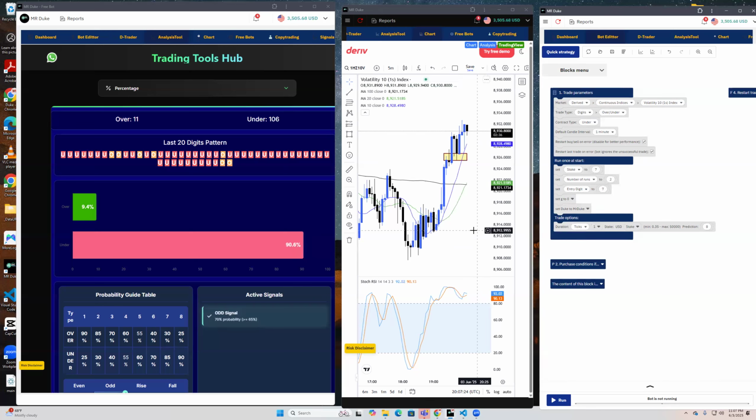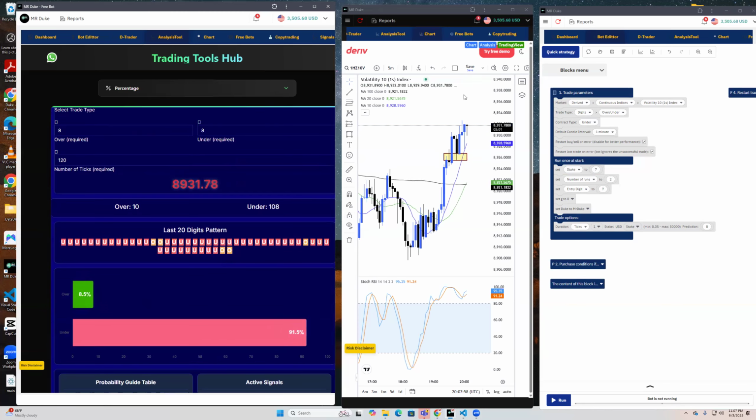When you want to trade, remember that our percentage tool, our probability guide table, dictates that for example, if we want to trade under 8, under 8 is supposed to be at least 90%. From this end, you can check and identify that the under market is now at around 90%, and the over market is at about 8.5%. So the conditions from the percentage tool have been met. But then we need to confirm our entry from the chart.